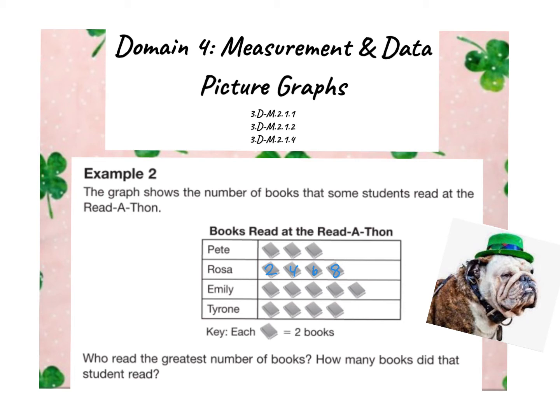So the question is now asking us who read the greatest number of books, and how many books that student read. We're looking for the person that has the most because we're looking for the greatest. And so I see that Emily has the most. So we could say Emily read the greatest number of books, or the most books.